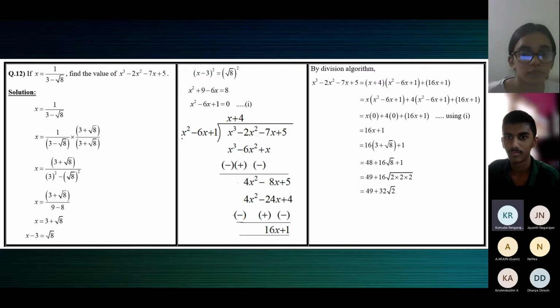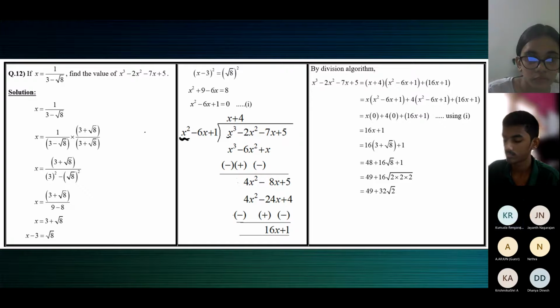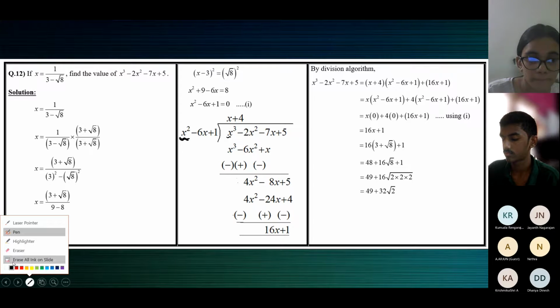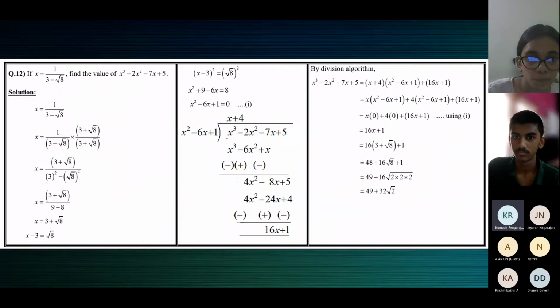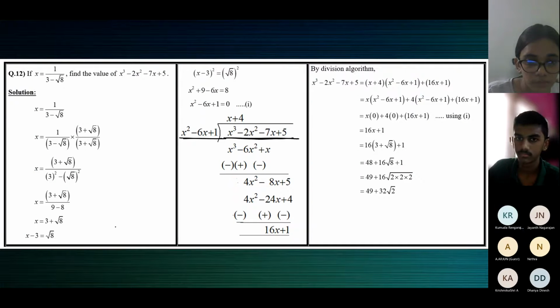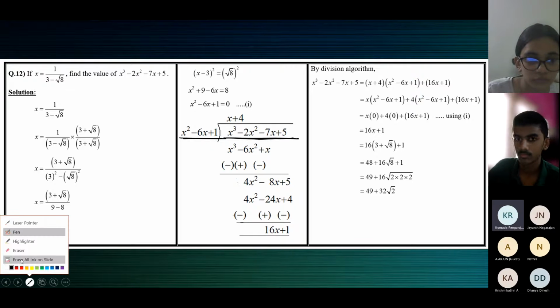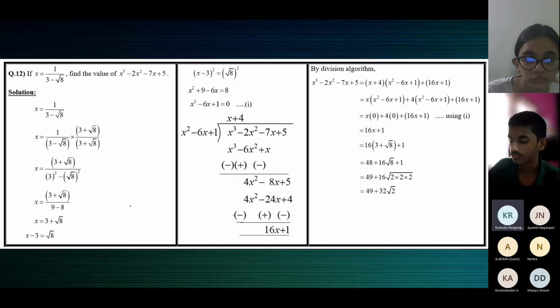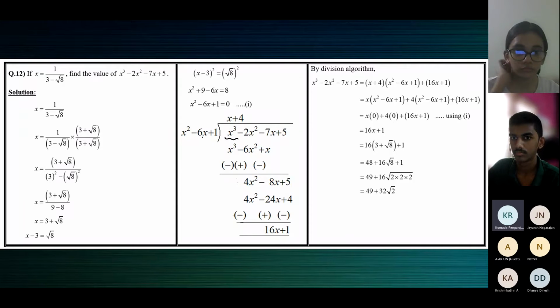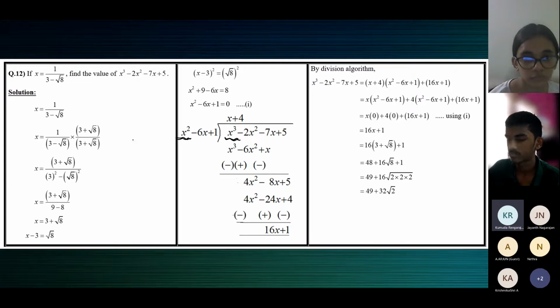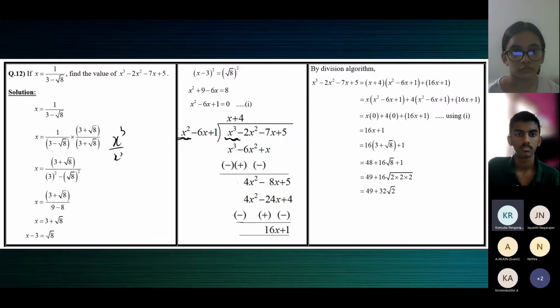So this is the dividend. This is the divisor. So we have to identify the first term in the quotient. For that we need to divide x cube by x square, the first term in the dividend divided by the first term in the divisor. X cube by x square, that is x. X will be the first term in the quotient.